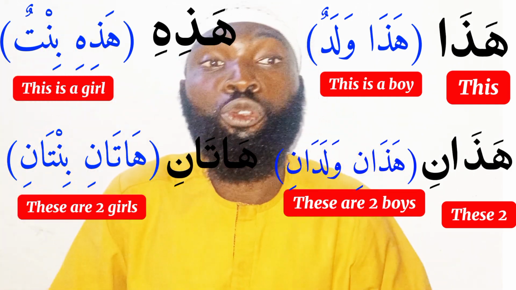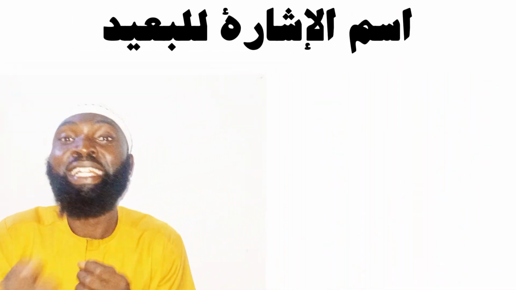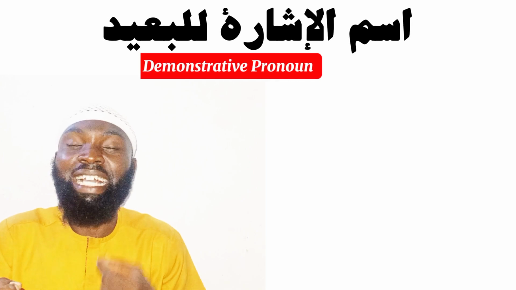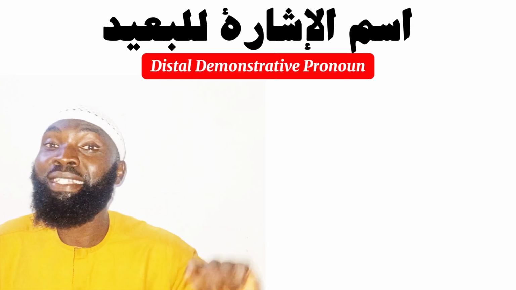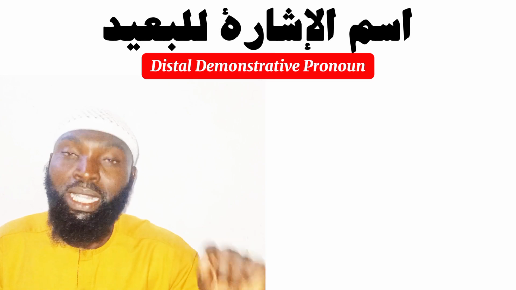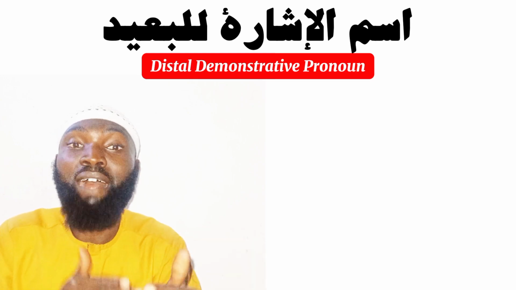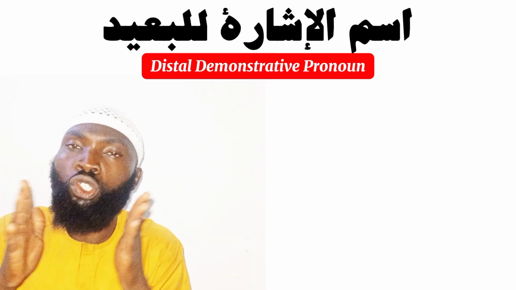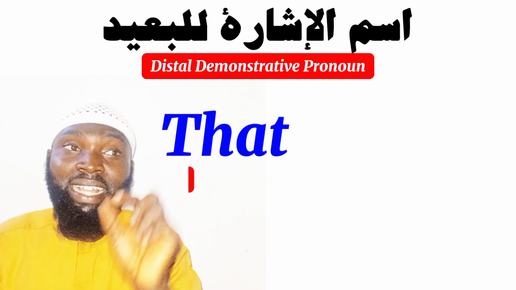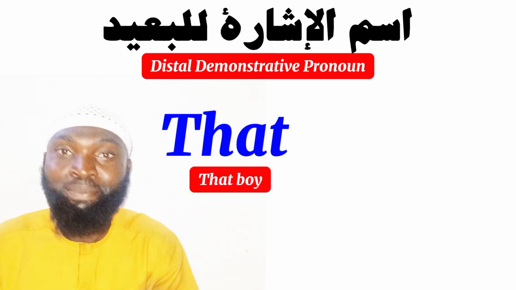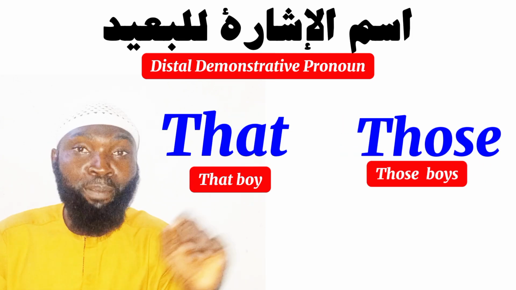Today I want to take you to a different angle, and that is for us to discuss the إسم الإشارة للبعيد, which we call the distal demonstrative pronoun. The ones I've mentioned earlier are called the proximal demonstrative pronouns, pronouns used for things that are close to us. So now, the word in English is that. So I will say that boy. If there are many, I will say those boys.